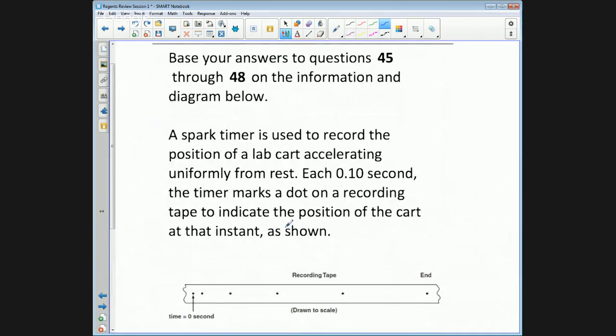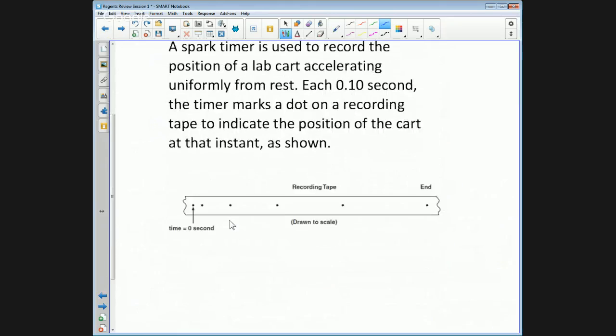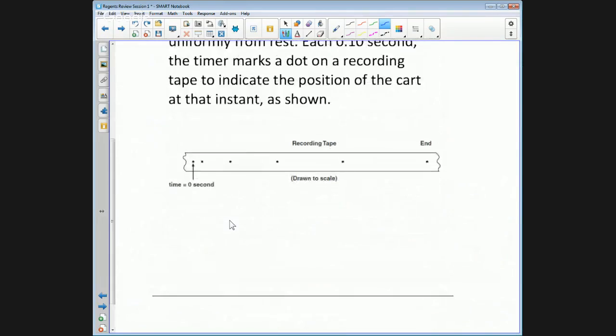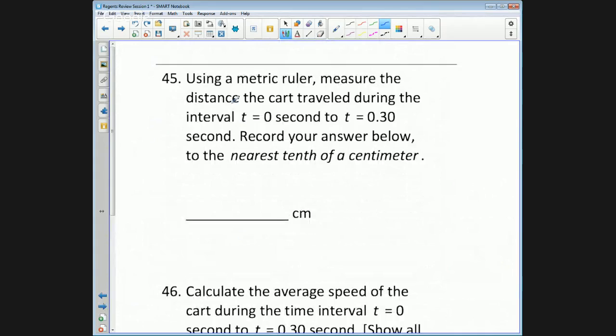Next. Base your answers to questions 45 to 48. A spark timer is used to record the position of a lab cart accelerating uniformly from rest. Each 0.10 second, the timer marks a dot on the recording tape to indicate the position of the cart at that instant as shown. Number 45 says, using a metric ruler, measure the distance the cart traveled during the interval T equals 0 second to T equals 0.30 second.